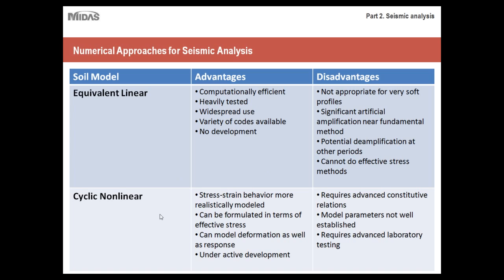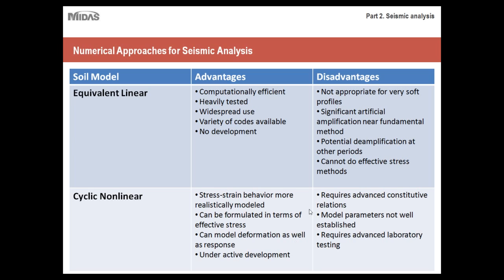Okay, so cyclic nonlinear models. The main advantage of cyclic nonlinear models is that stress-strain behavior is more realistically modeled. It can be formulated in terms of effective stress, so it can be used for undrained conditions. And it can model deformation as well as response. So that's another key factor, is that it can take deformation of soil into account as well as failure. And it's under active development. That's one of the key advantages of it, that there are still scientists working on developing cyclic nonlinear analysis to be more widely used, or to be used more efficiently.